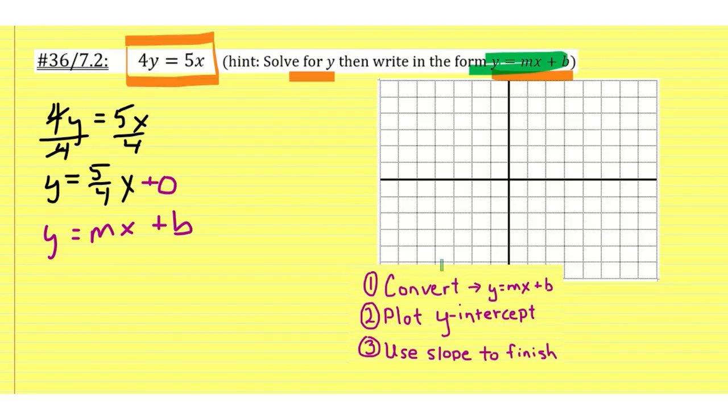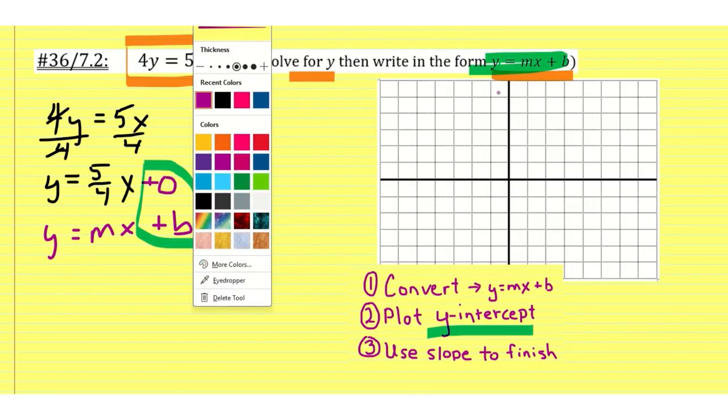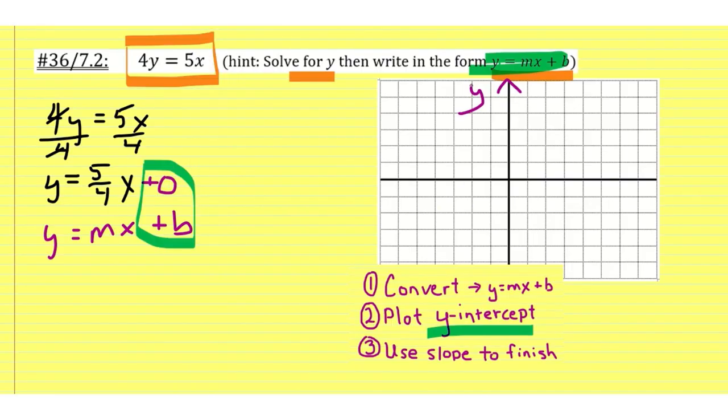And we can identify our y-intercept. So our y-intercept is going to be in the b position, and it is going to be at 0. So that means we're going to plot a point at the y-axis. So here's the y-axis, but the y-intercept is going to be right at 0, at the origin at 0, 0. And now we're going to use our slope to finish. So we have converted it to y equals mx plus b format. We have plotted our y-intercept, and now we're going to use the slope to finish it.